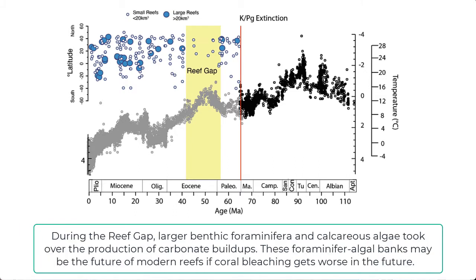During the reef gaps, the reefs are replaced by carbonate banks made out of larger benthic foraminifera and calcareous algae. This may be a harbinger for the future, since we can already see that bleaching of corals today allows calcareous algae to take over on modern reefs.